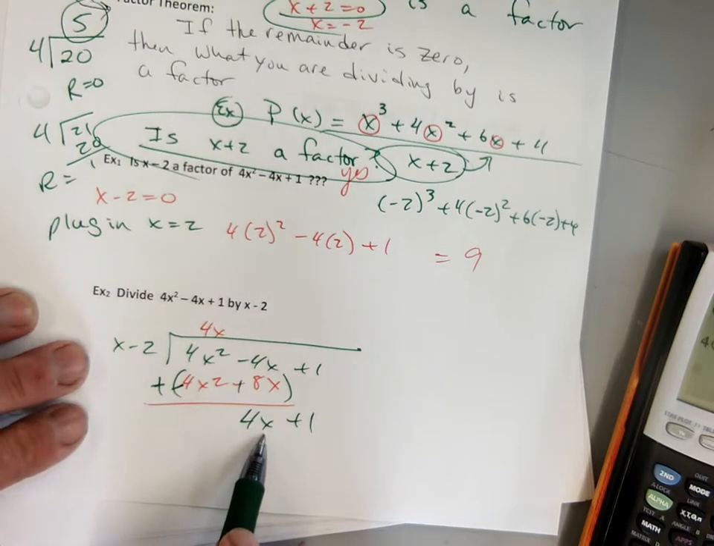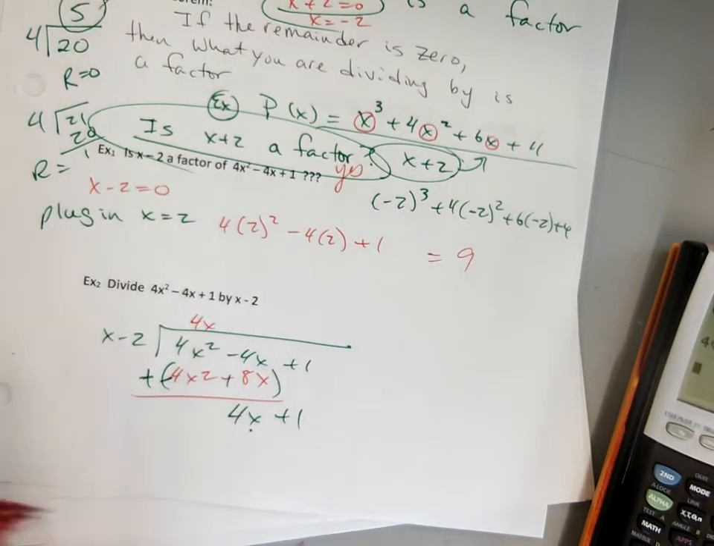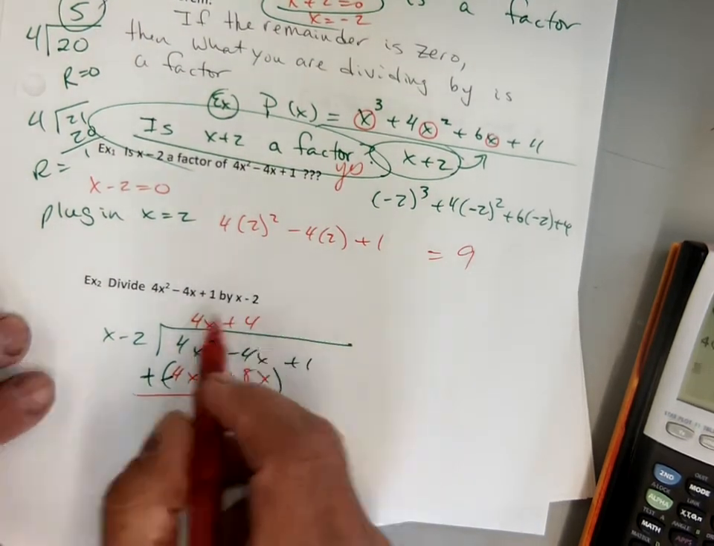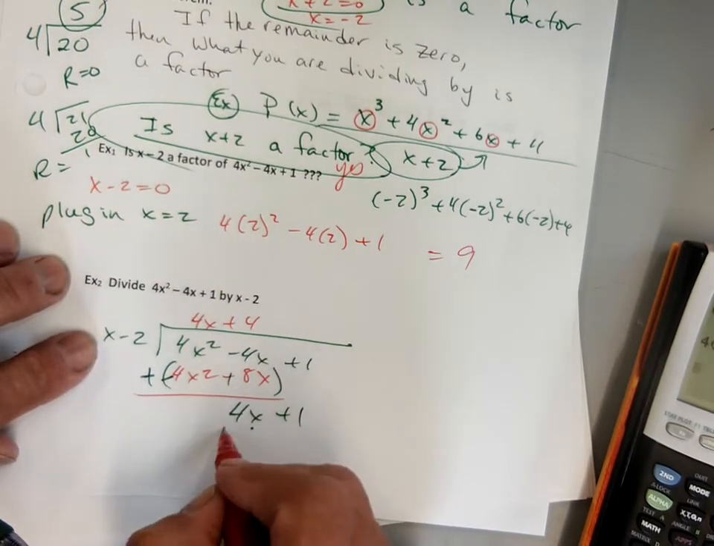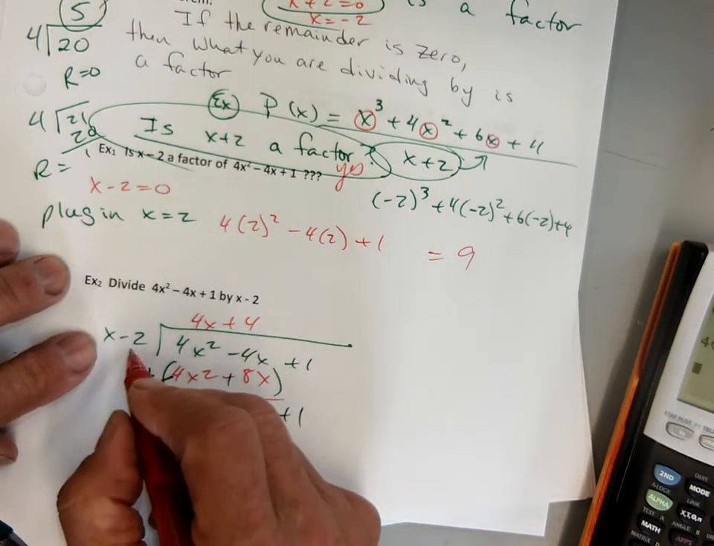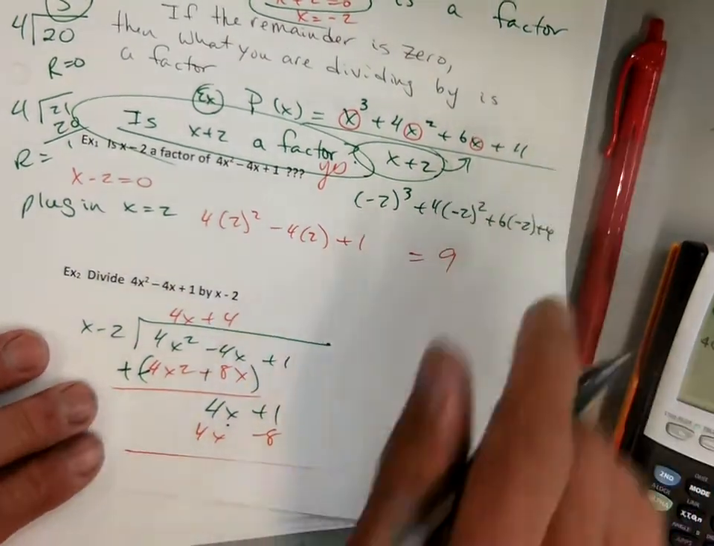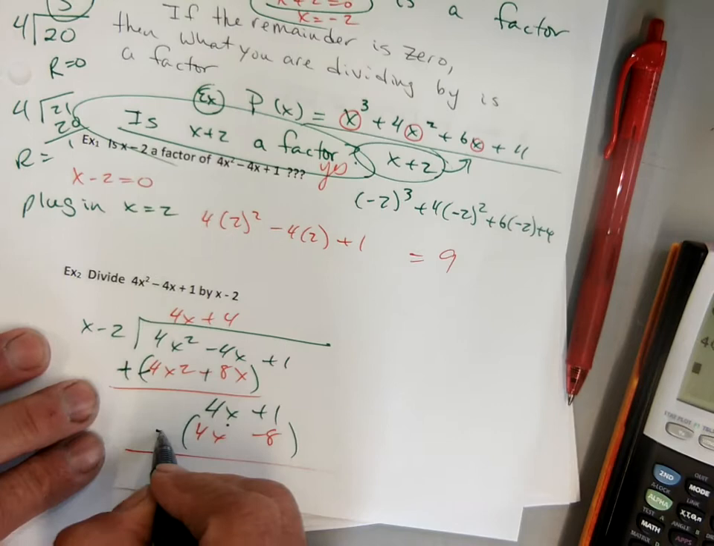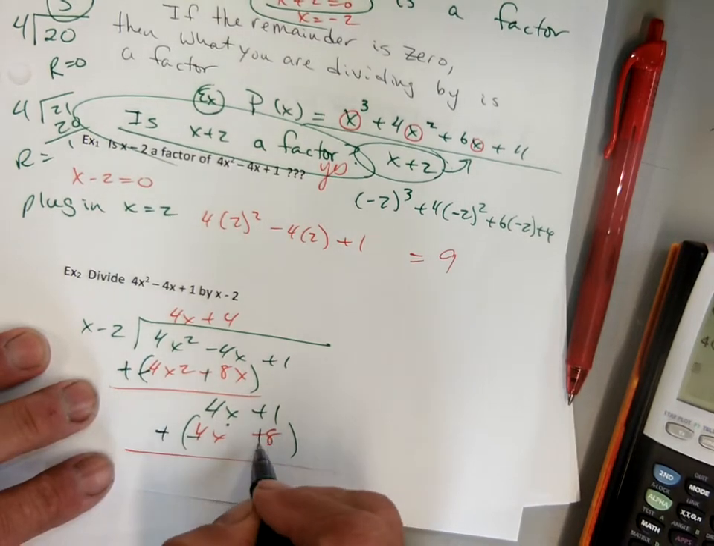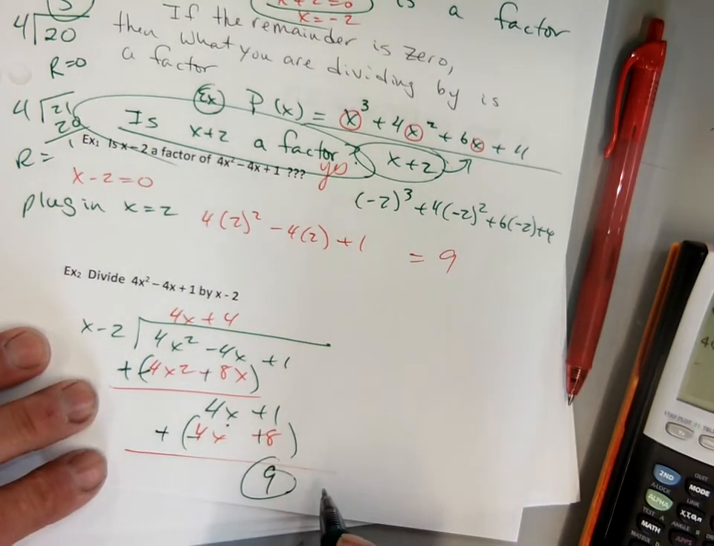X goes into 4x 4 times, a positive 4 times. 4 times x is 4x. 4 times negative 2 is a negative 8. I don't really subtract because I like to add a negative. That makes it better for me. And what's my remainder? 9.